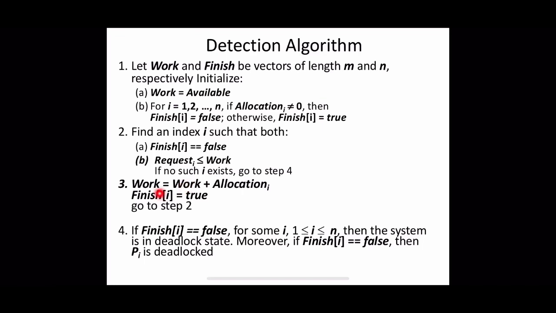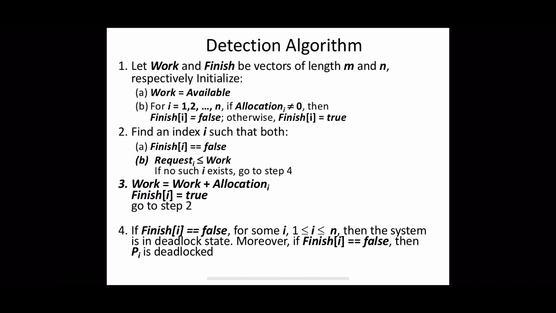Then make that process as completed by marking it true in the finish[i] value, and again find another process and repeat the same procedure. Whenever we are not getting such an i, go to step 4. So we are coming to this step 4 in two different scenarios: either finish[i] equal to false is not there, or request[i] less than or equal to work is not there. In the first case, that is if finish[i] is equal to true for all the processes, then there is no problem, there is no deadlock in the system, all are completed.